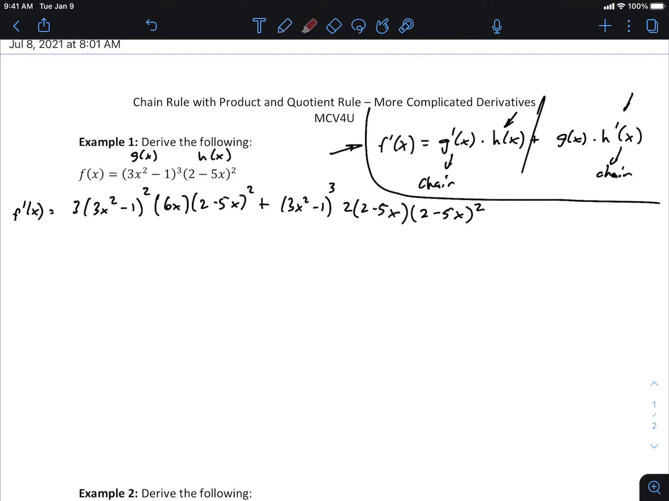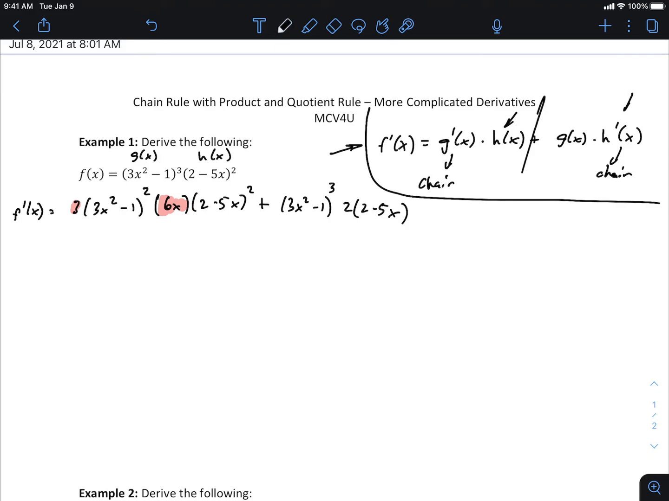Just in looking, I'm going to combine this with this just to try and minimize the number of terms that I'm seeing, okay? So I'm going to do that first. Oh, I did something wrong here.